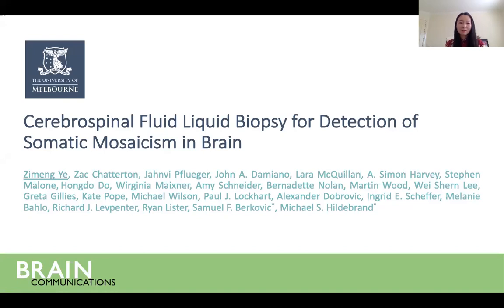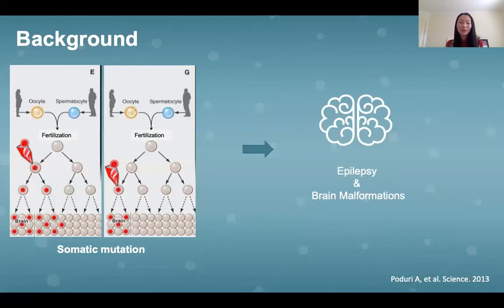I'm the first author of this paper entitled Cerebrospinal Fluid Liquid Biopsy for Detection of Somatic Mosaicism in Brain. Somatic mutations are mutations that happen after fertilization and are present only in a subset of cells of an individual. If they happen early, they can affect multiple tissues, and if they happen later in early development, they can affect only one tissue, such as the brain.